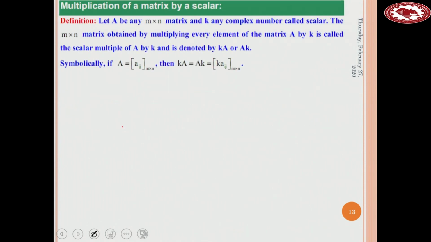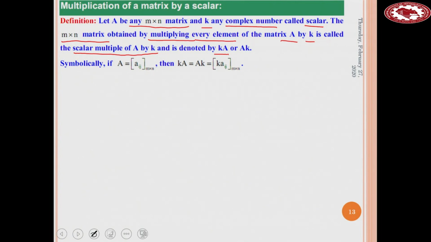Let A be any m by n matrix and K be any complex number called scalar. The m by n matrix obtained by multiplying every element of the matrix A by K is called scalar multiple of A by K and is denoted by KA or AK.